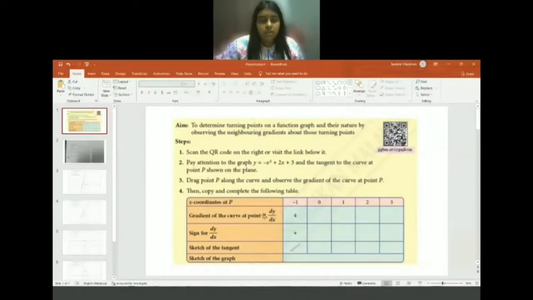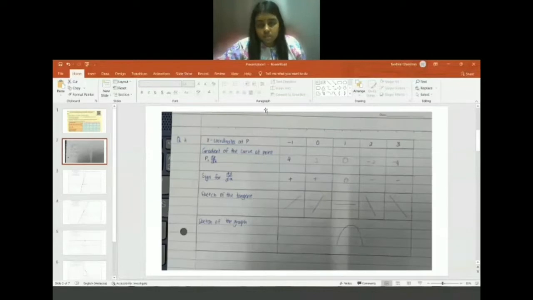So for my part, question 4, the graph is given, which is y equals negative x squared plus 2x plus 3, and the tangent to the curve at point P. So these are the results. The x coordinates at P are given, which are -1, 0, 1, 2, and 3. To find the gradient of the curve at point P, it is a must to drag the point P.